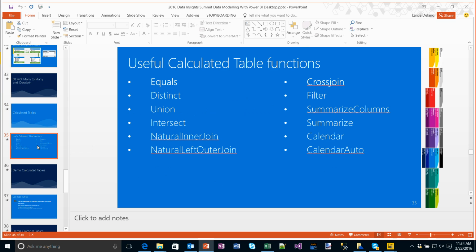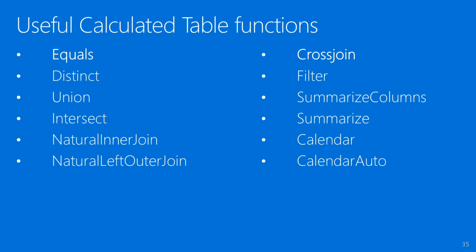And so now let's talk a little about, we've been talking about these. But let's be a little bit more universal at this point. Let's talk about all the things that you can do, or some of the more useful things that you can do with calculated tables. We've already shown you equals, and we've shown you cross-join. But there are a number of others. There's distinct, there's union, there's intersect. These are set-oriented things that you can do. Natural inner join, natural left outer join, you can do those.